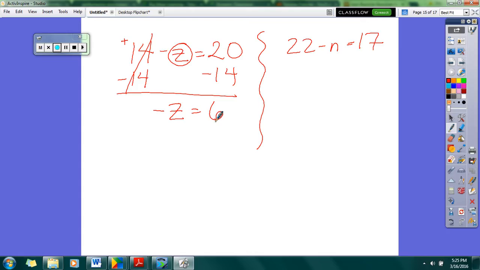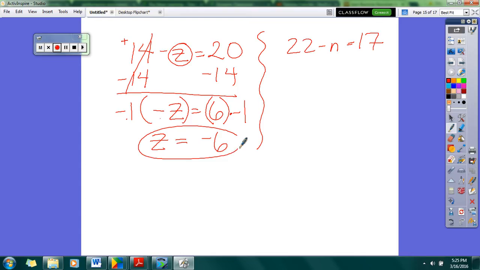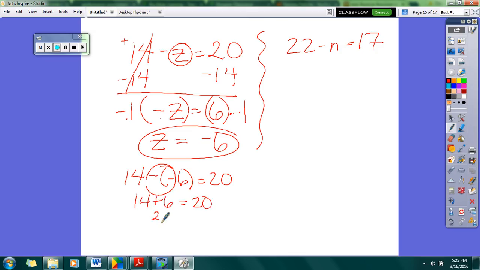So if I multiply the left side by negative 1, I know a negative times a negative is a positive, so I'm left with positive z. And because I multiplied the left side by negative 1, I also need to multiply the right side by negative 1. So I'm left with z equals negative 6. So if I put in 14 minus negative 6 equals 20, this double negative makes a positive, so I'm left with 14 plus 6 equals 20, which is true.